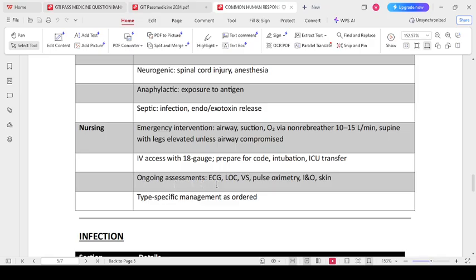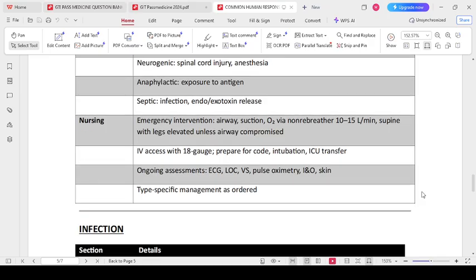Ongoing assessment, she can do ECG. She has to assess the GCS, vital signs, pulse oximetry, input output, and she has to inspect the skin. Then she can do type specific management as ordered by the respective doctor.